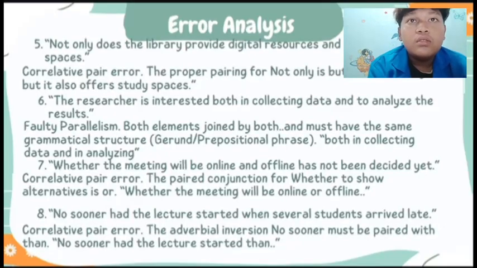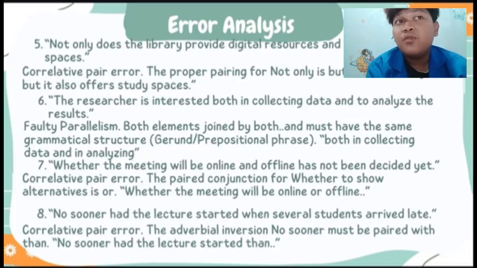Let's do the error analysis. First, both the lecturer or the student were interested in the seminar. Correlative pair error. The pair conjunction for both is and, so it should be both the lecturer and the student.